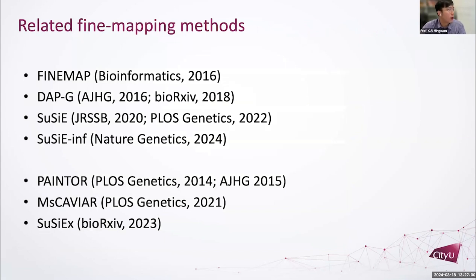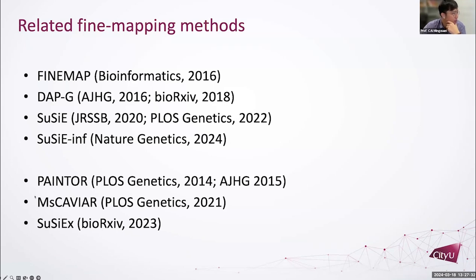All right, so let me introduce some related methods. The first batch are methods that use single population data. FineMap and DAPG use heuristics to improve the computational speed. And SuSiE is very widely used recently. It was proposed in 2020 in JRSSB and extended to summary statistics in 2022. And SuSiE-inf was published in NG this January.